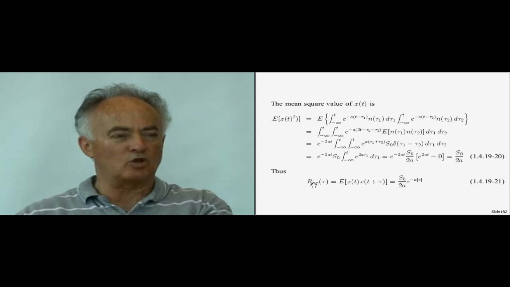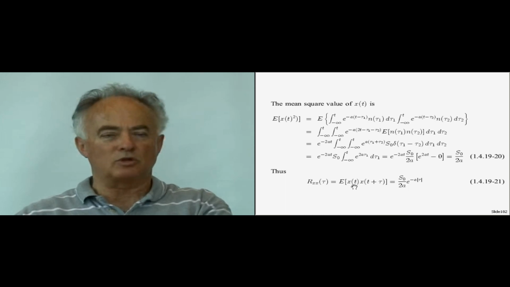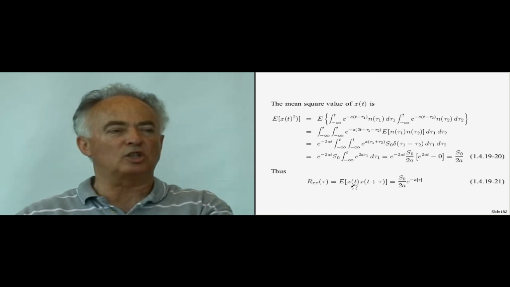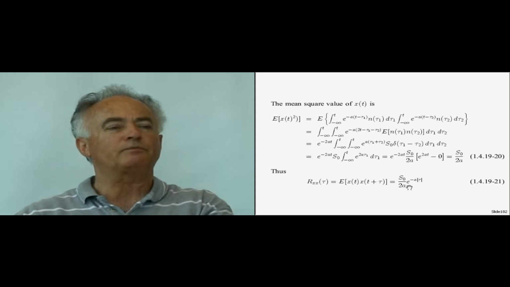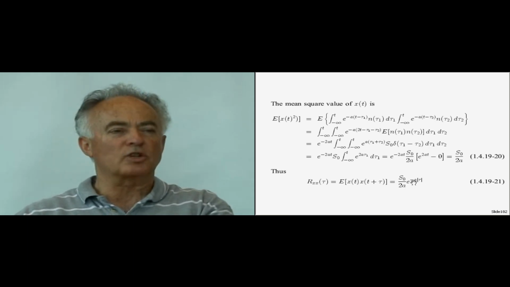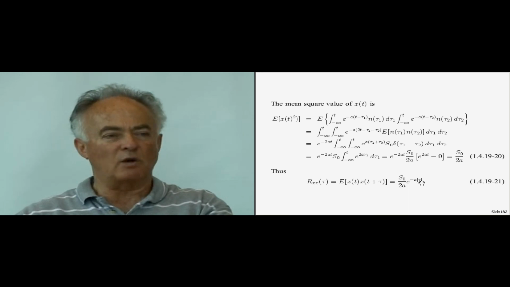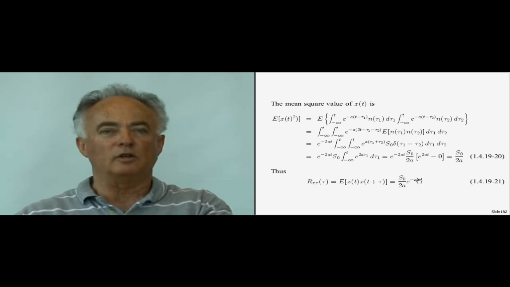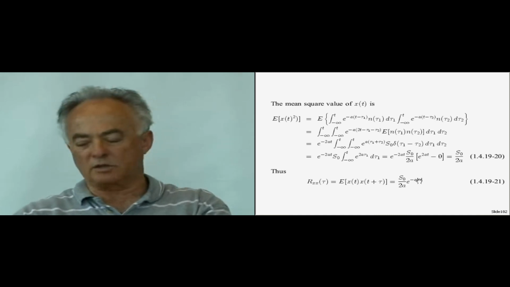Therefore, the autocorrelation between 2 points in time, we change the notation from t1, t2 to t and t plus tau, is S0 over 2a, that's the instantaneous average power, times e to the minus a magnitude of tau. And you can see again it's symmetric. For tau positive or negative, you get the same thing. So this is now the result of the autocorrelation of a linear dynamic system driven by white noise. It's a scalar system at this point.